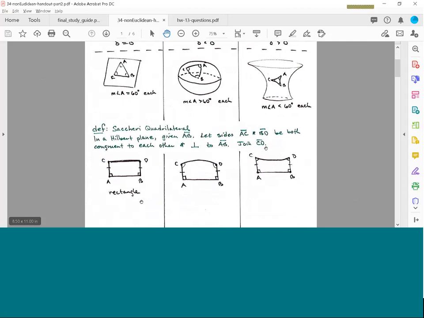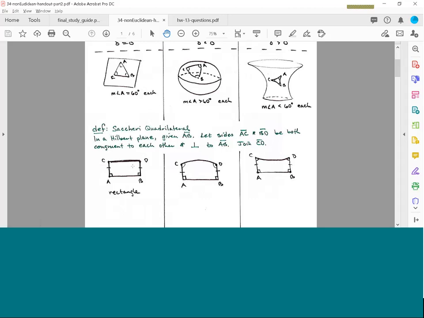Now, if we're in a Euclidean plane, or Playfair's axiom holds, what happens? Well, if you have two right angles here and two sides that are congruent, this is something we've done all the time, we're automatically going to get a rectangle here. Okay? This line will be parallel to that line. You'll have two right angles, one at angle C, one at angle D.